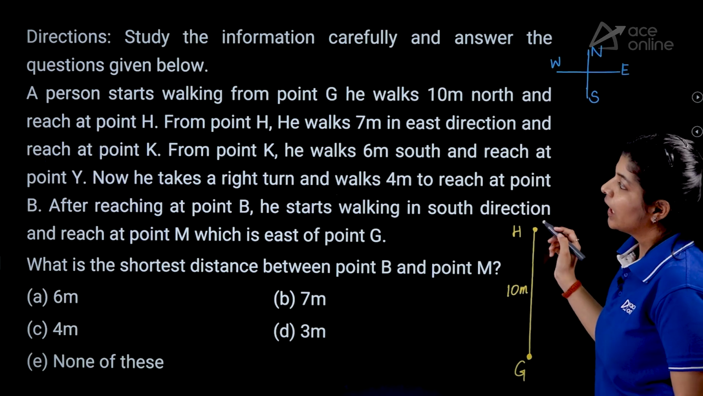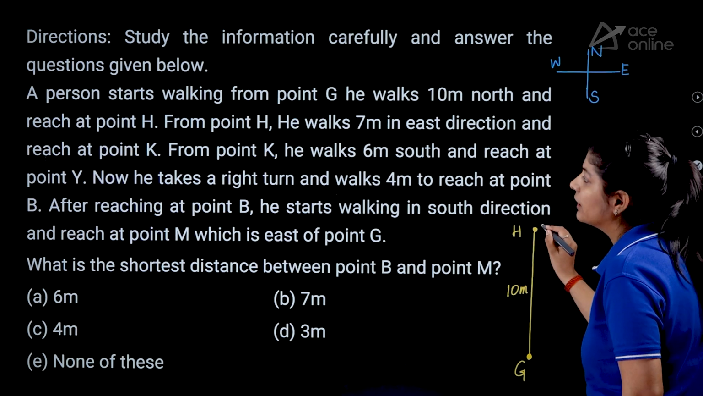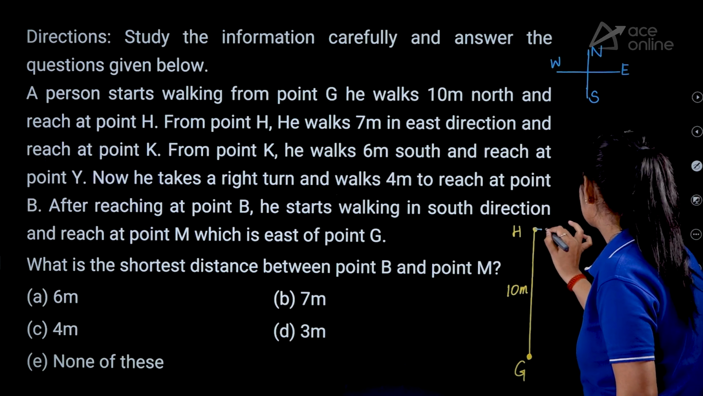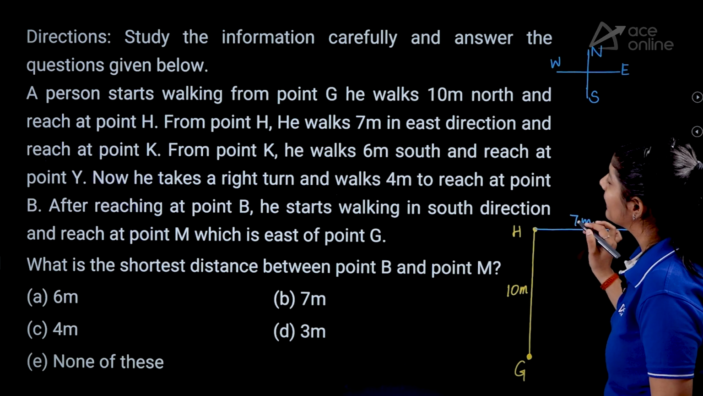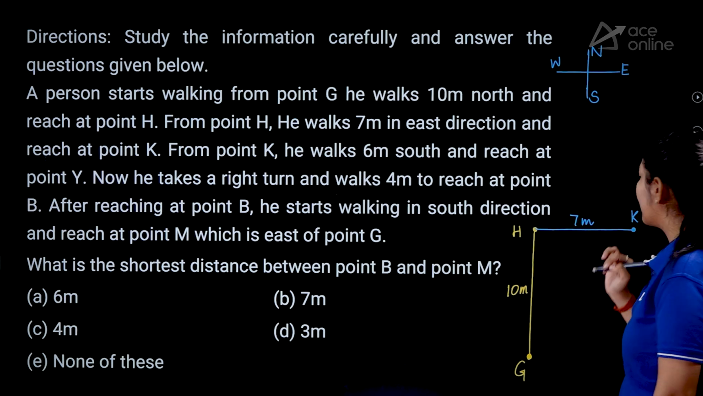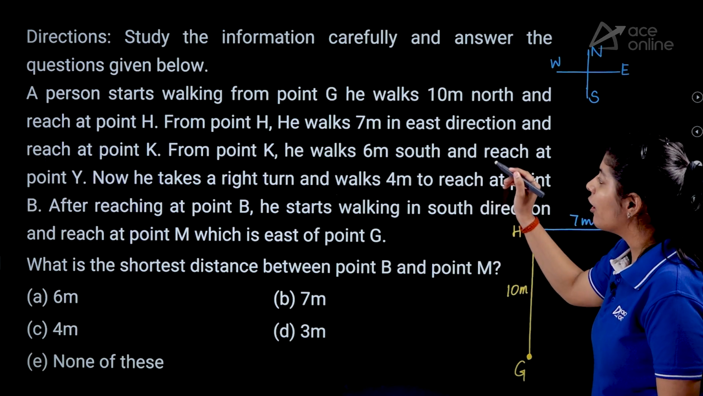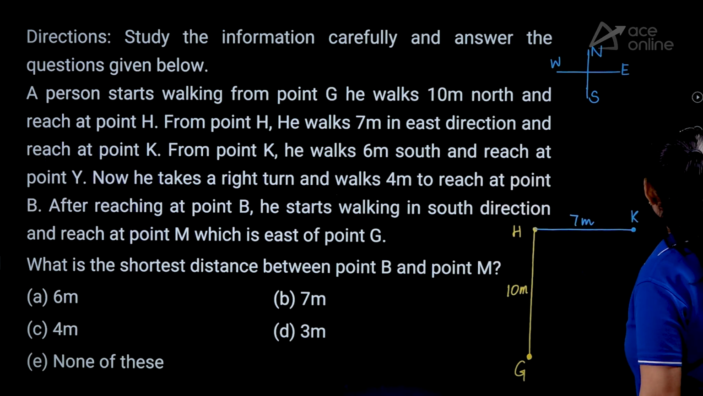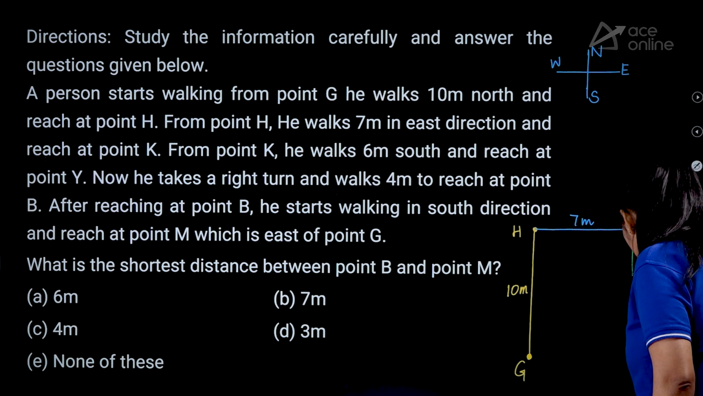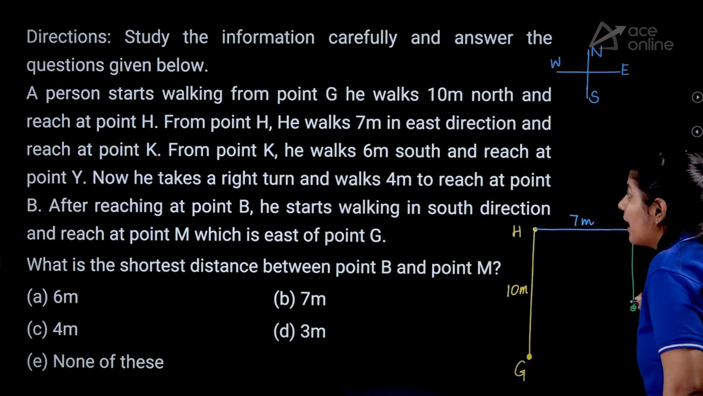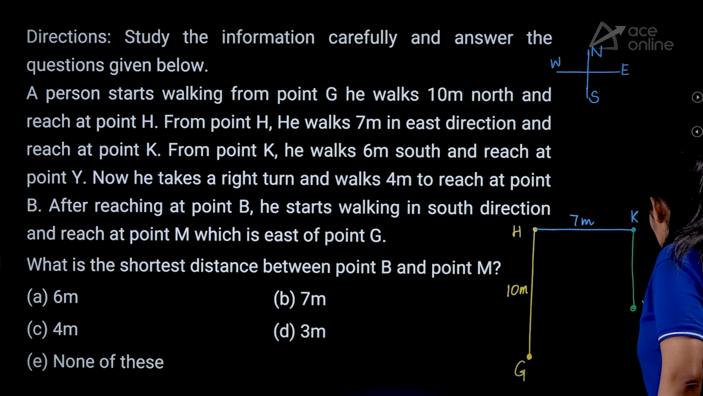Okay, next. From point H, he walks 7 meters in the east direction. East is in this direction, so he walks 7 meters. So this distance is 7 meters and he reaches point K. So this is our point K, right? Now, from point K, he walks 6 meters south. South is a downwards direction. So we can say that he will reach at this point, and he will reach point Y. So this is your point Y.